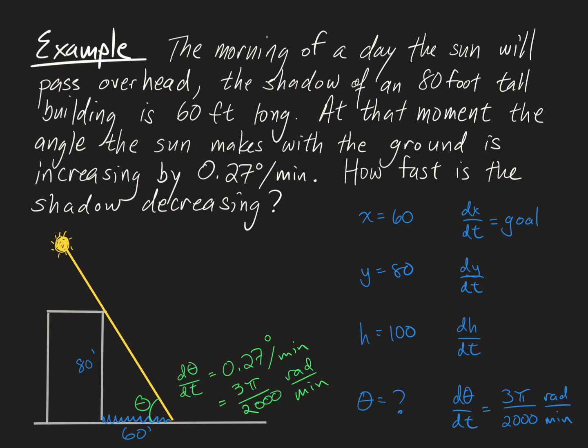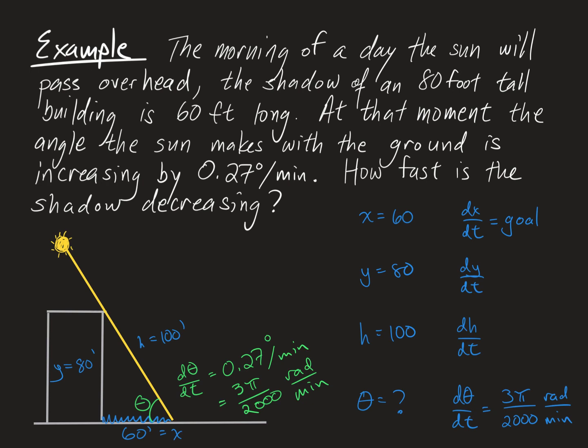Where did I come up with these variables? Well, I noticed again we have a right triangle, with a long leg, a short leg, and a hypotenuse, otherwise known as a horizontal leg, a vertical leg, and a hypotenuse, which is 100 feet from the Pythagorean theorem. We don't know the angle here, and that's fine. We do know how fast the angle is changing. And dx dt is the goal.